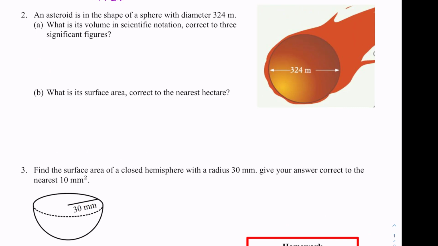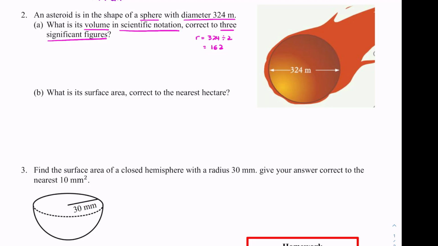An asteroid is in the shape of a sphere with a diameter of 324 metres. Now we're talking about diameter, so the first thing I'm going to do is work out what that's going to look like as a radius. So 324 divided by 2 gives me 162. And the first part says, what is its volume in scientific notation correct to 3 significant figures? So that scientific notation in 3 significant figures keeps coming up.